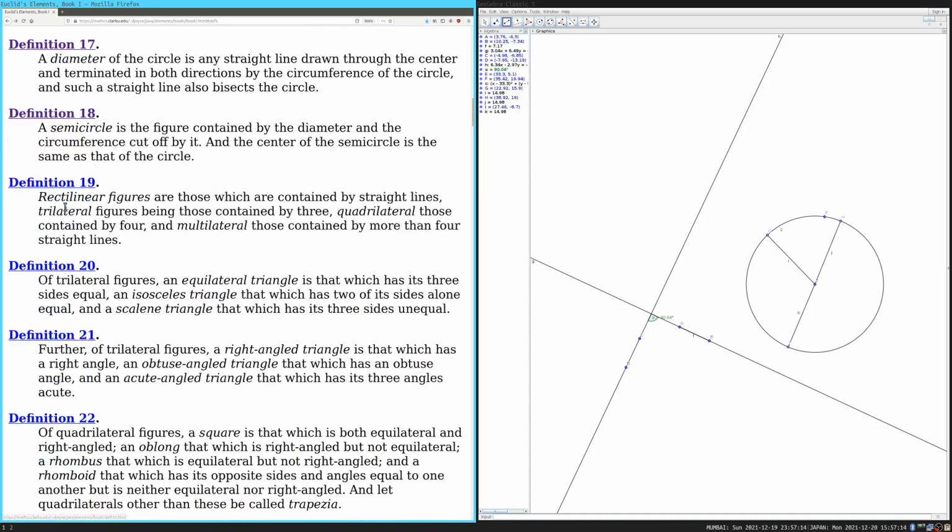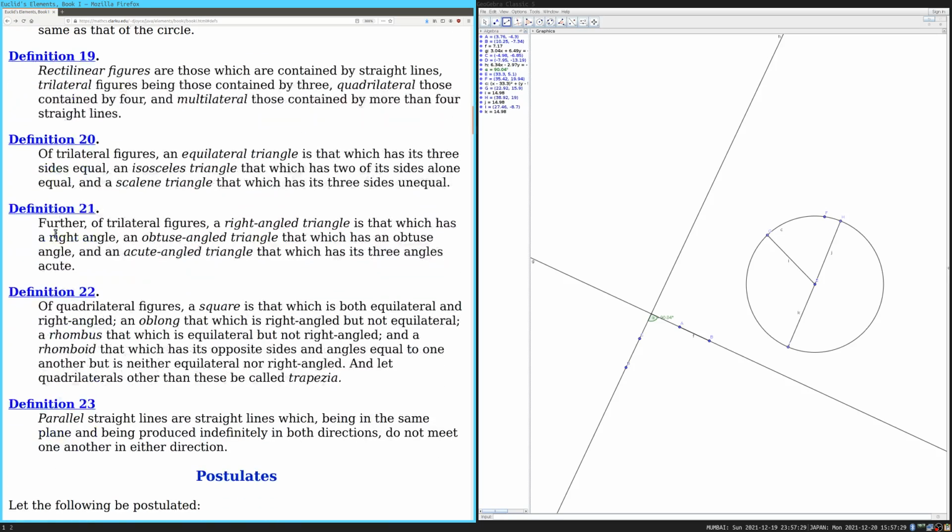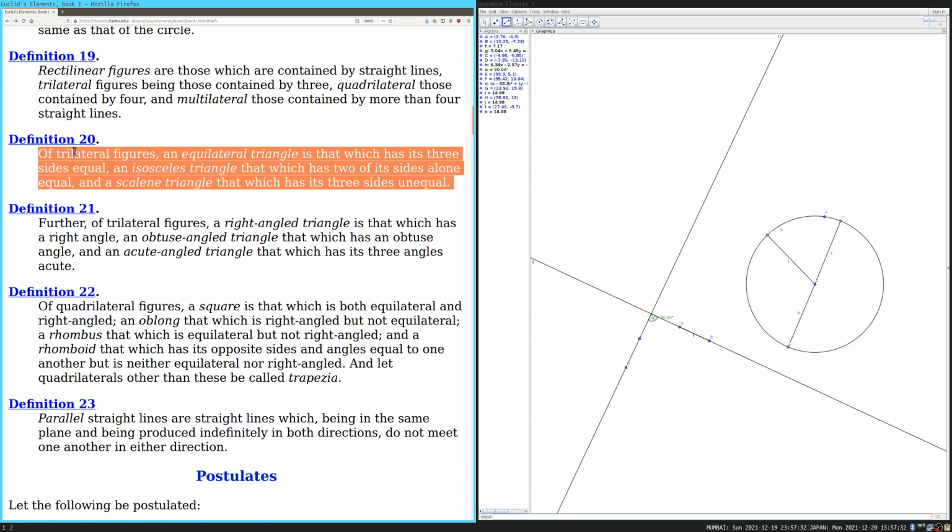Okay, we've done that. Rectilinear figures are those which are contained by straight lines. Trilateral figures are those contained by 3, quadrilateral those contained by 4, and multilateral those contained by more than 4 straight lines. Of trilateral figures, an equilateral triangle is that which has its 3 sides equal. An isosceles triangle is that which has 2 of its sides alone equal. And a scalene triangle is that which has its 3 sides unequal. We remember equilateral, isosceles. I forgot scalene, but okay.